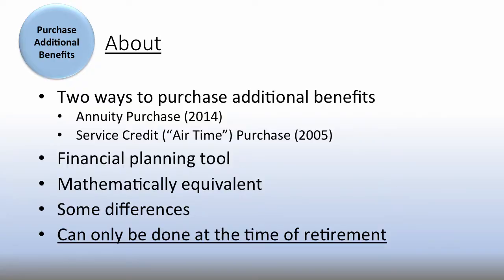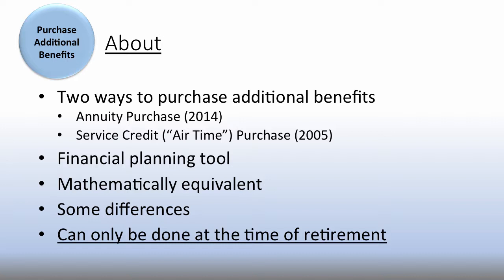So purchasing additional benefits. Let's talk about it. There actually are 2 different ways to purchase additional benefits. There's the annuity purchase, which is the thing most people are talking about. That's the newer one. That actually got passed back in 2014 and has really just gone into service fairly recently.